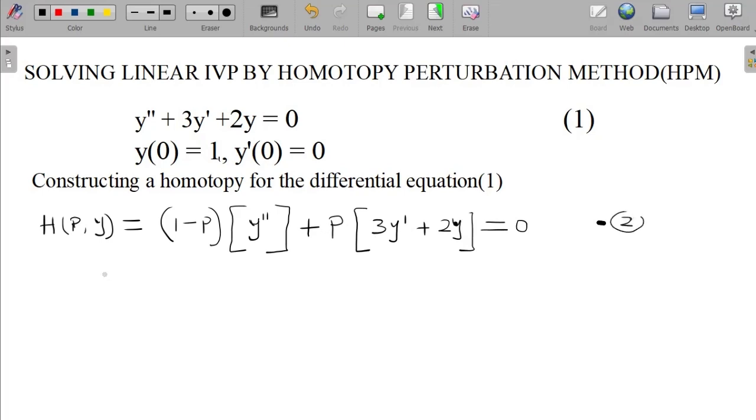Then the next thing is to construct a power series solution for y, which can be written as y = y0 + p y1 + p^2 y2 + p^3 y3.